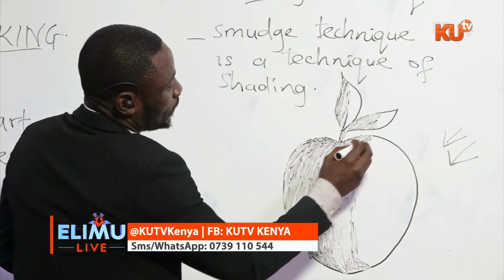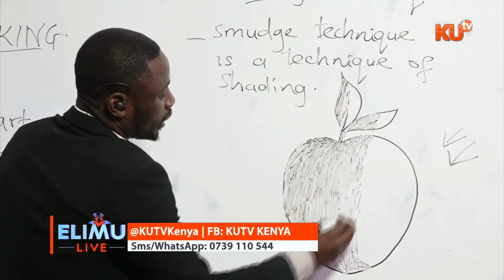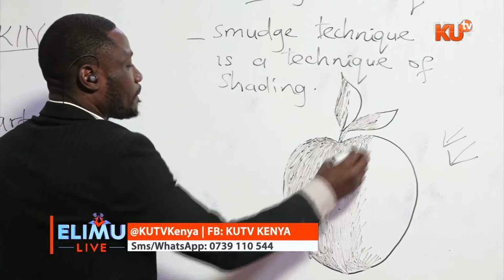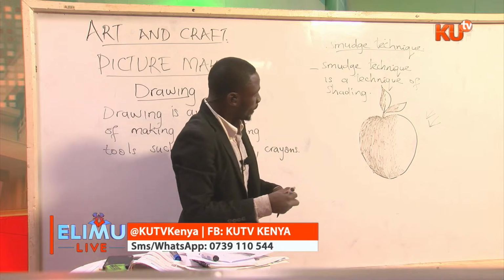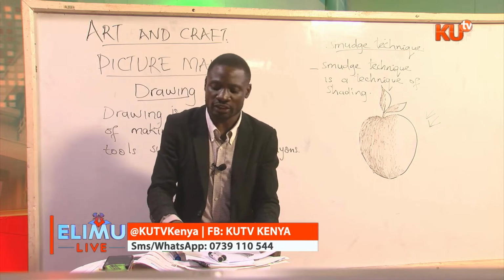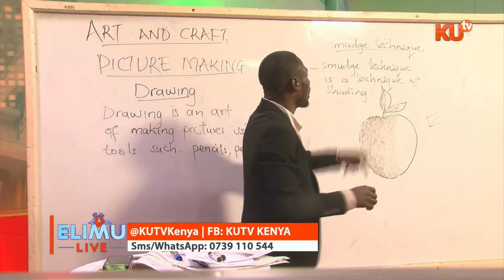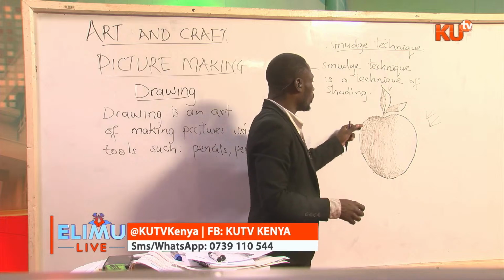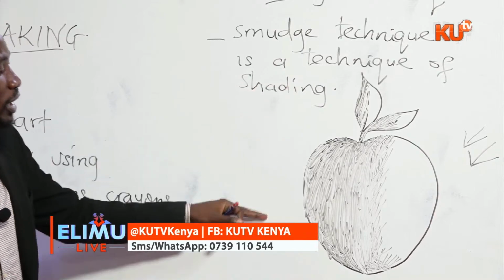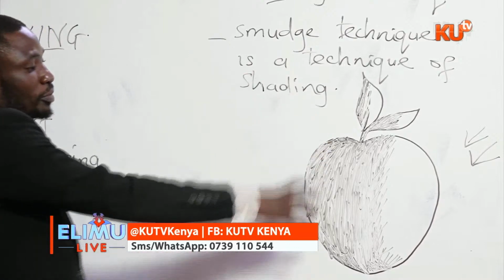And this is my apple. Okay. That's how we do shading. That's how we use the smudge technique to create a picture. I have made a picture of an apple. Sorry, it is an apple. And I have used the smudge technique, which is the technique of shading to create my picture.